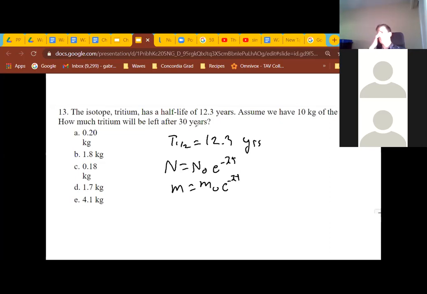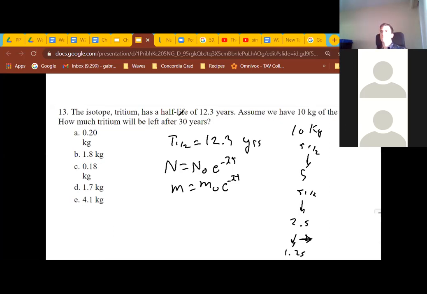Okay, so yes, I'll talk about it. 30 years is about 2 half-lives and a bit. So you should have less than 2.5 kilograms, but more than 1.25, right? Because after 1 half-life, you have 5 kilograms, and then after another half-life, you have 2.5, and then after a third, you'd have 1.25. But you're between the second and third half-life, so your answer should be in between that.